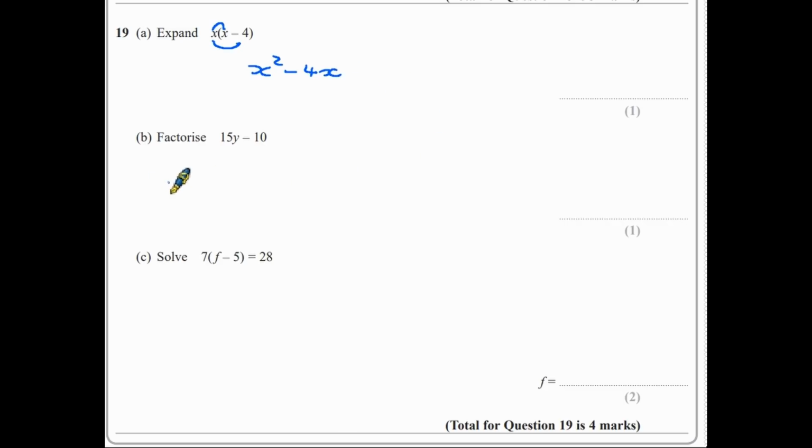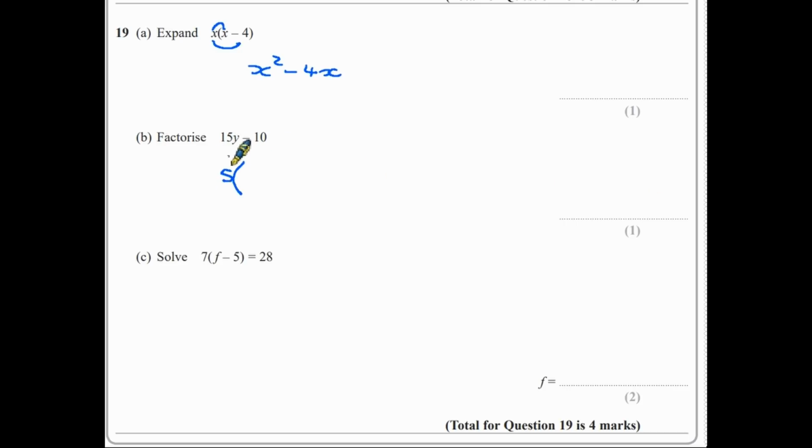Part B, we are factorising, so effectively doing the opposite process. We need to look for the highest factor in each of the parts of each of the terms. So let's have a look at the numbers. We have 15 and we have 10. The highest common factor of 15 and 10 is 5. If we look at the letters, the terms do not have any letters in common, so we can open the bracket.